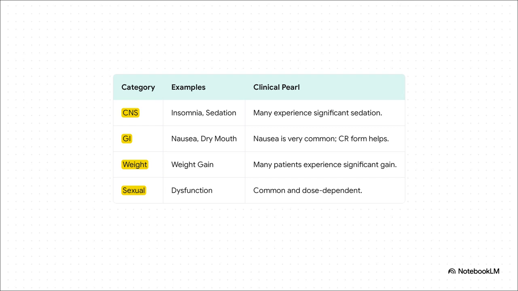In the GI department, nausea is probably the number one complaint. But remember, the CR form is your best friend here. Weight gain can also be a really significant issue for a lot of people. And like pretty much all SSRIs, sexual dysfunction is common and usually gets worse as the dose goes up.